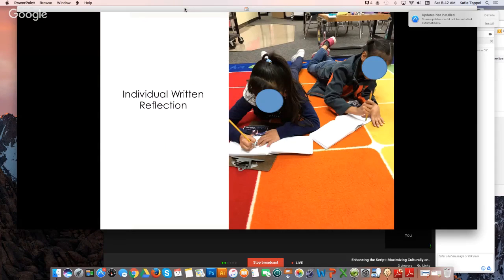Also, individual reflection. So not necessarily always having students answer and talk within the group, but giving them time to write and share their thoughts that way, because some students aren't as comfortable speaking out in the group, but they still have a lot to say. So giving them an opportunity to reflect and think is great.